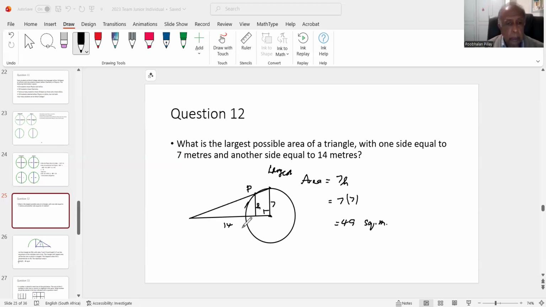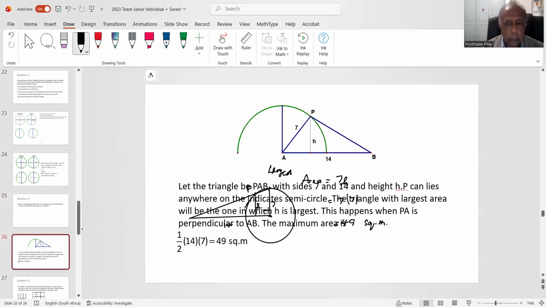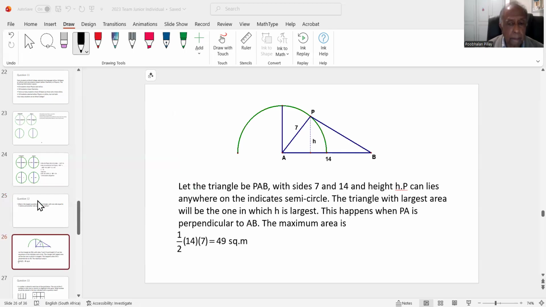Okay, so let's just check to see. I think this is right. You can see at the bottom of this, you can see the 49. So that is the correct answer. Let's proceed with the next problem.